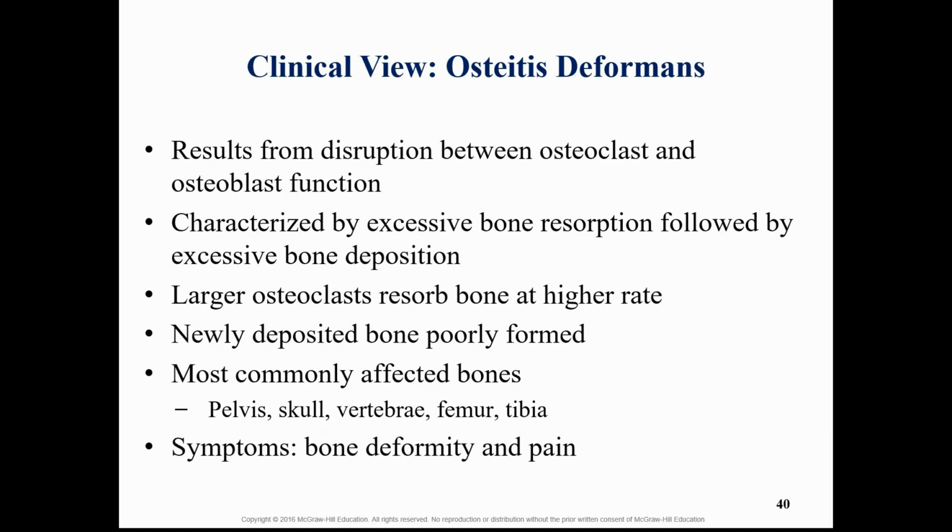There's a disease called osteitis deformans. This results from a disruption between the osteoclast and osteoblast function. It needs to be a balance between the two. Osteitis deformans is characterized by excessive bone reabsorption, followed by excessive and kind of haphazard bone deposition. We get larger osteoclast cells that reabsorb bone at a higher rate than normal. The newly deposited bone is poorly formed, and we see this in bones of the pelvis, skull, the vertebra, the femur, and the tibia. This is going to cause the bones to be deformed, and that's going to lead to altered biomechanics and eventually pain.